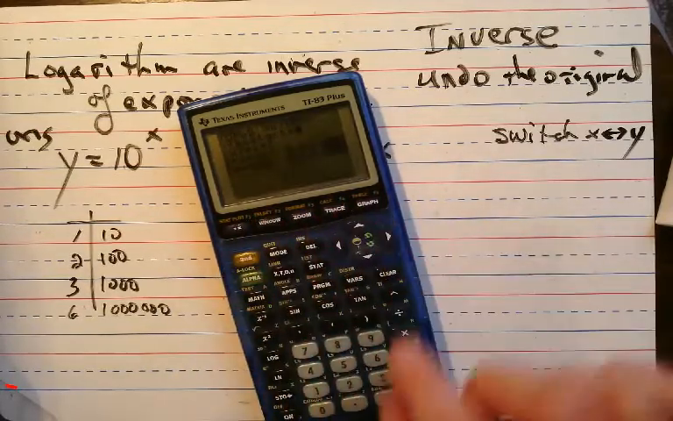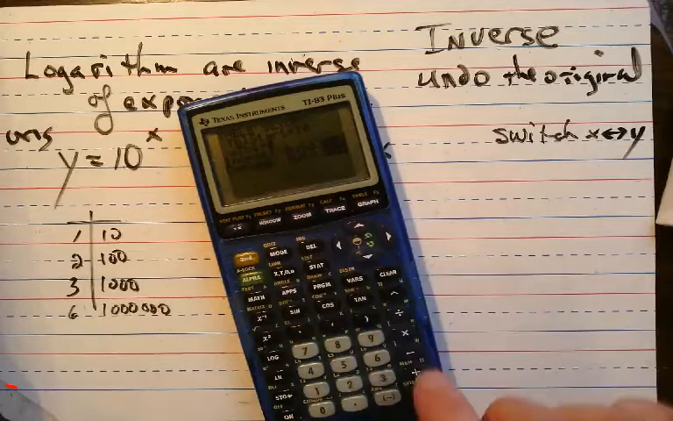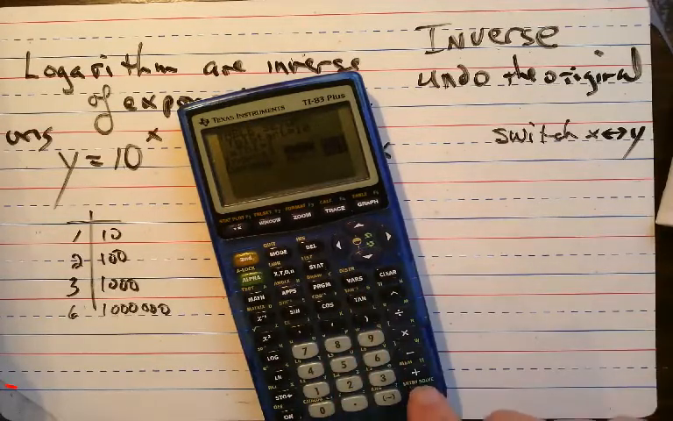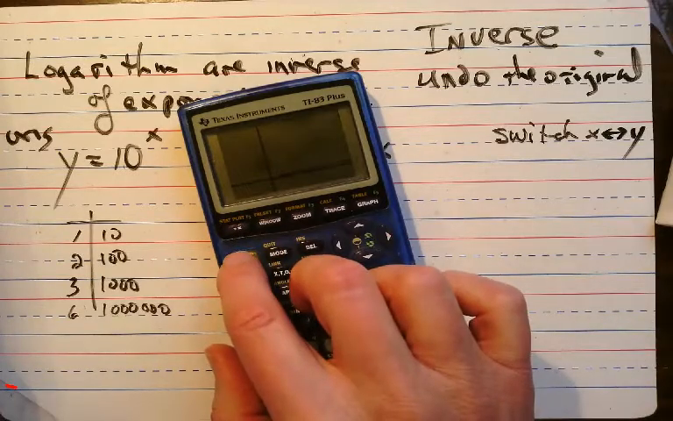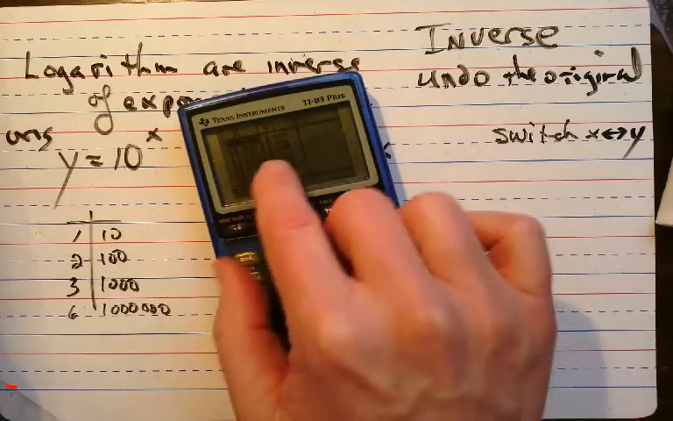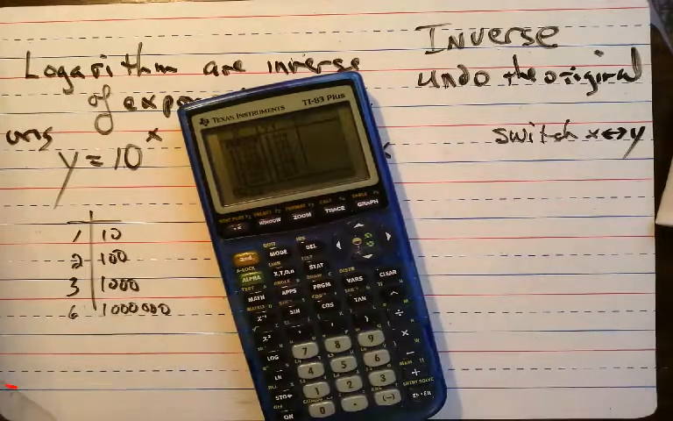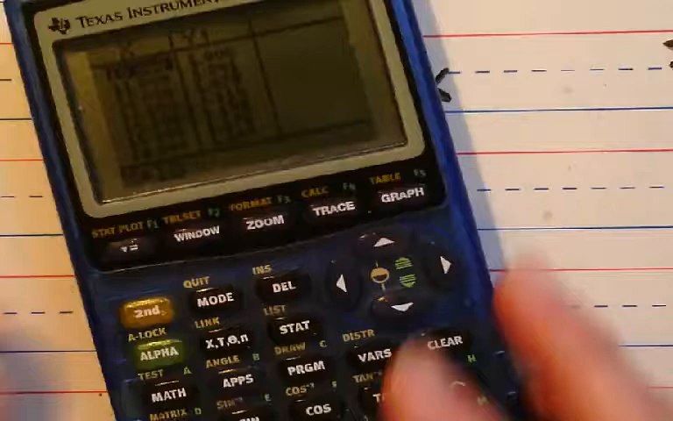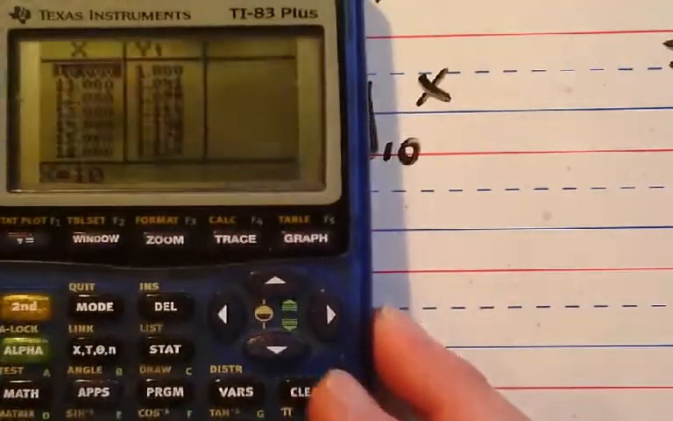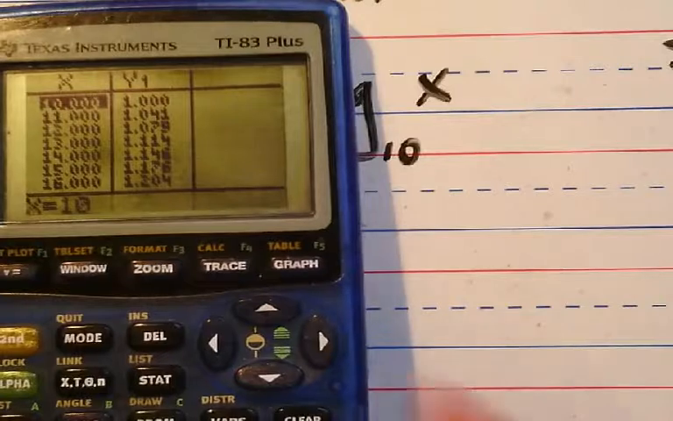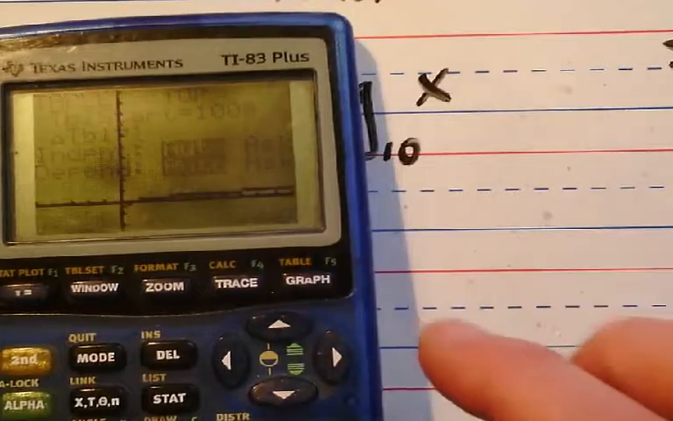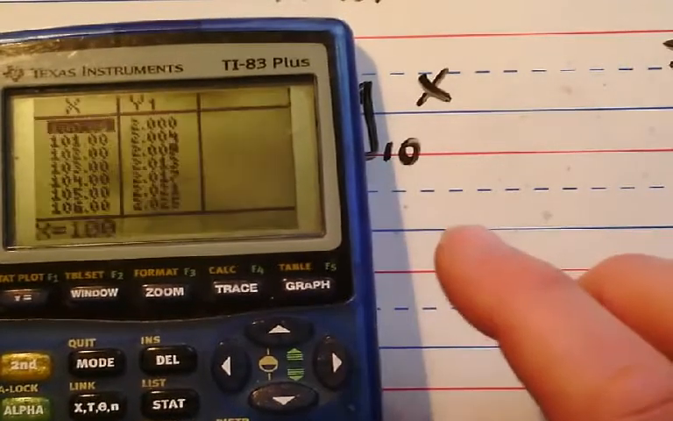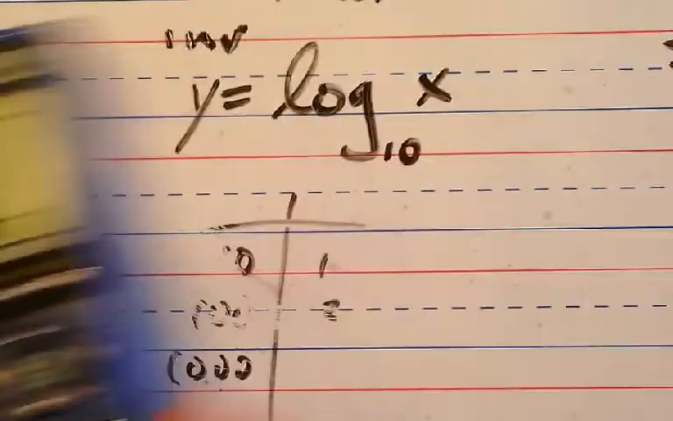Because I can say, hey, what happens when 10 goes in? Hey, what happens when 100 goes in? When 10 goes in, 1 comes out. Can we even see that? Probably not. It's not very bright. Oh, there we go. 10 goes in, 1 comes out. What about when 100 goes in? When 100 goes in, 2 comes out. Isn't that what it's supposed to happen? Yes.